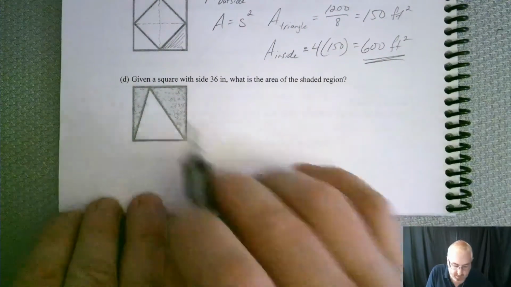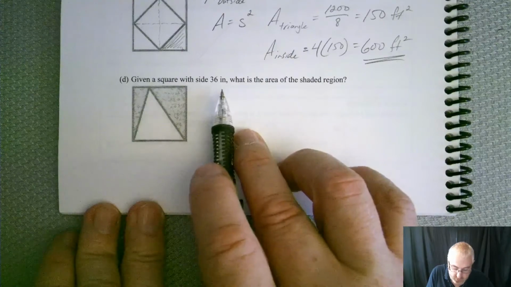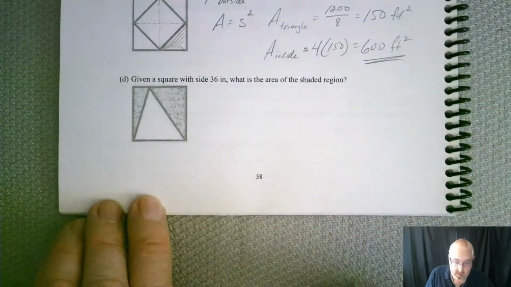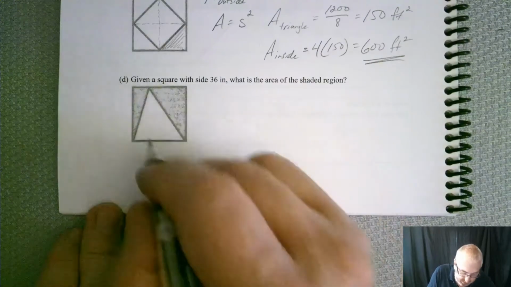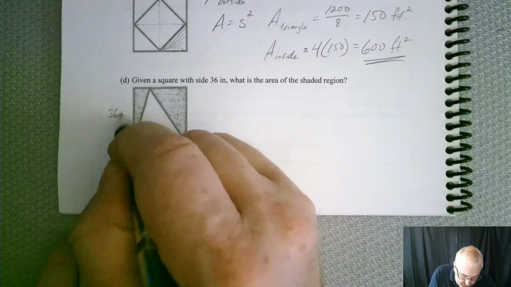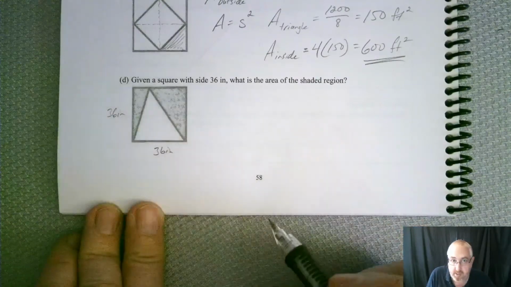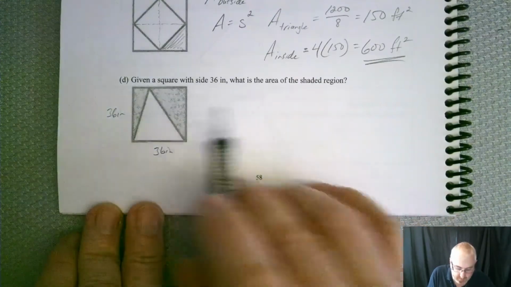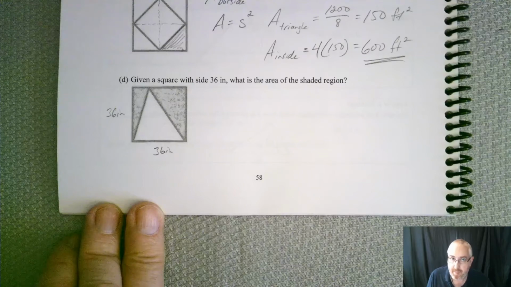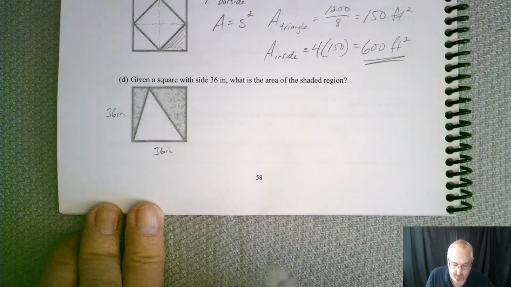Given a square with side 36 inches, what is the area of the shaded region? Now, this one is kind of nice. So the one thing they gave us is that this is 36 inches. So that means we know this is 36 inches and all the way around is 36 inches. But they want the area of the shaded region. Now the trick to this one is looking at what's not shaded and seeing if we can find that area.